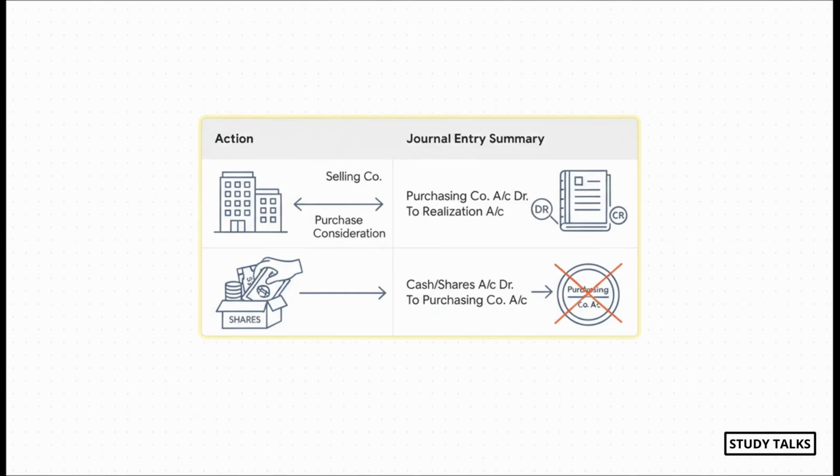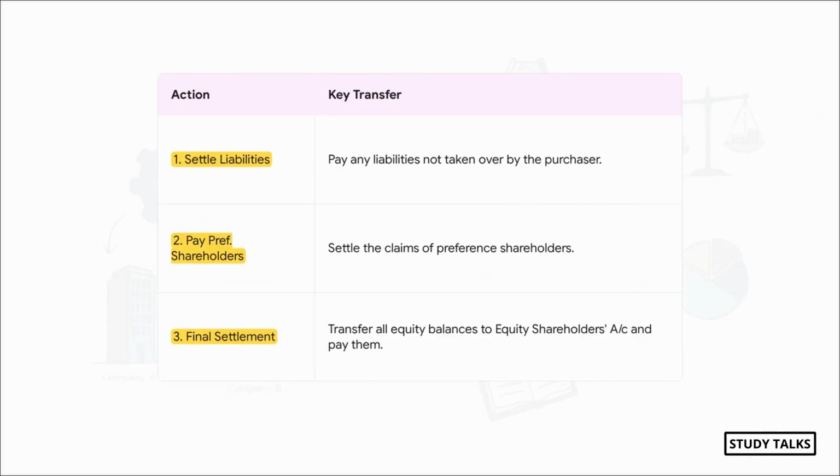Then, Step 4, when you actually get the payment, whether it's cash or shares in the new company, you debit those new assets and credit the purchasing company's account to settle the debt. Simple as that. And now for the final cleanup. First, you pay off any liabilities that the buyer didn't want to take over. Next, you settle up with your preference shareholders. And finally, you gather everything that belongs to the owners, the equity shareholders.